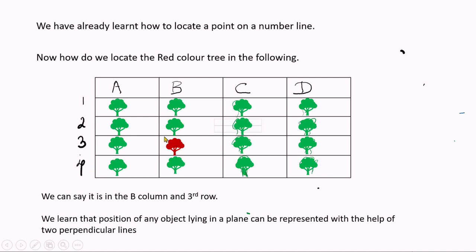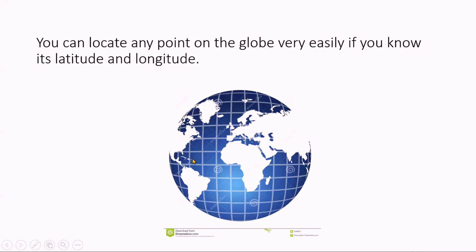We'll not go like this or like this. The easiest way to find it is that this particular red tree is in the B column and in the third row. This concept is also used where we have longitudes and latitudes. If we know the longitude and latitude of a particular place in the world, then we can locate it on our globe also.